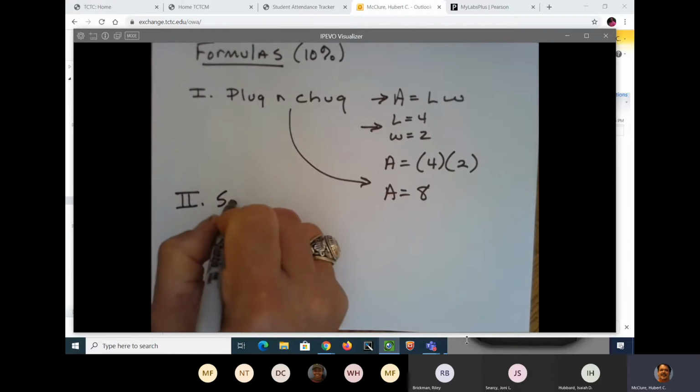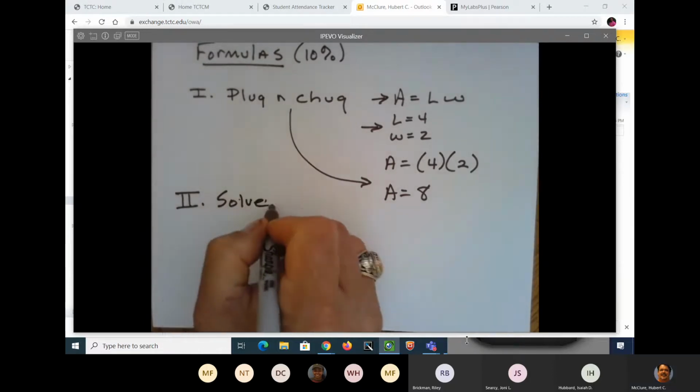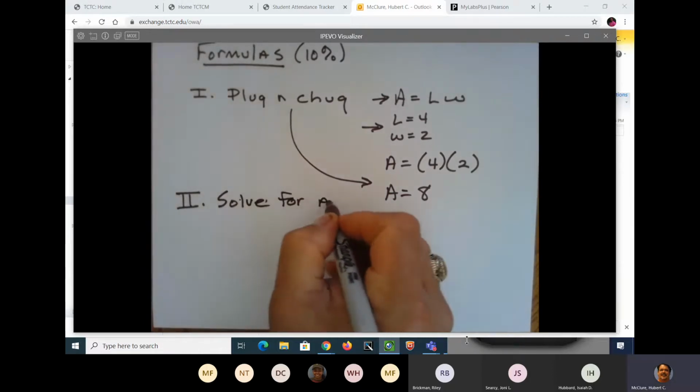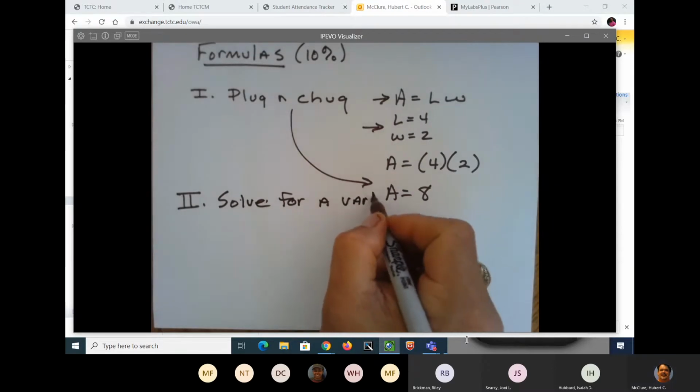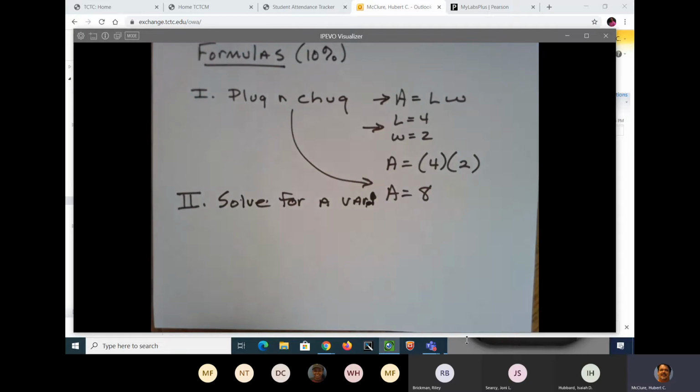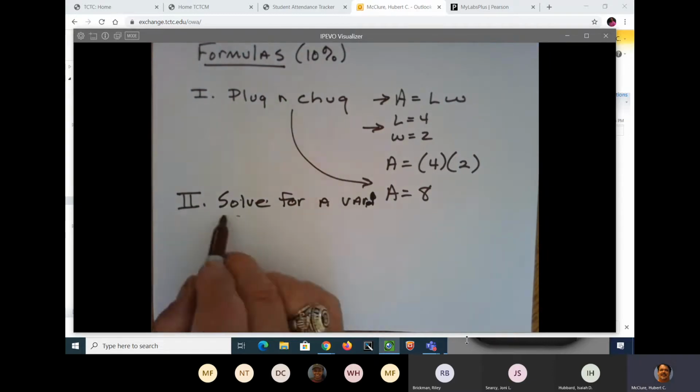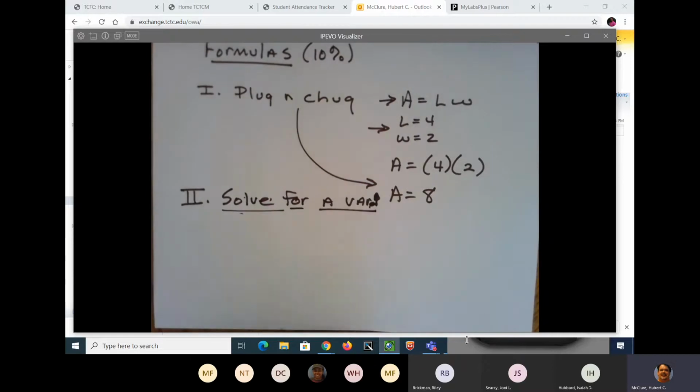That's where you solve for a variable. Okay, solve for a variable. And solving for a variable is the one that you're going to see the most of in the homework and the test, probably. Let me give you an example.